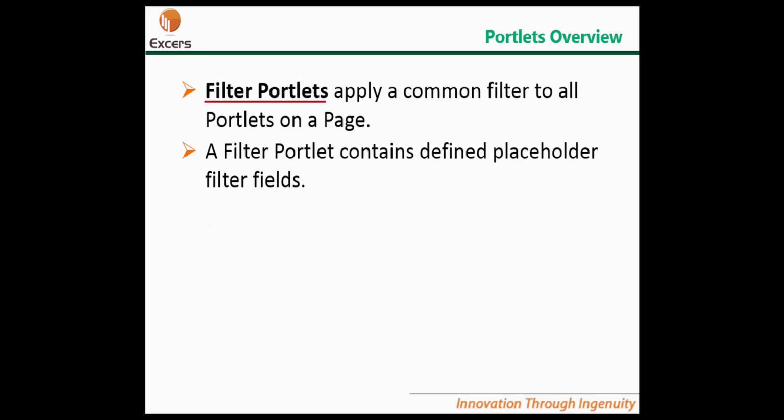Filter portlets can be used to apply a common filter to all portlets on a portlet page. A filter portlet contains defined placeholder filter fields that are mapped to attributes in grid and graph portlets. When you configure and publish a filter portlet on a page with grid or graph portlets, CA PPM users can filter the page content across portlets using the Portlet Filters fields.